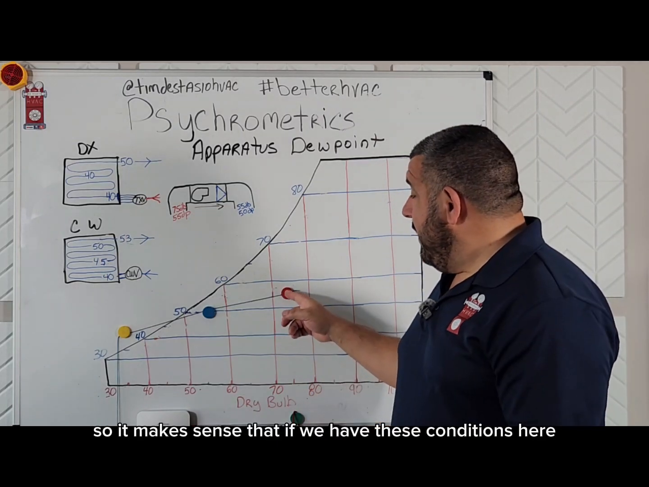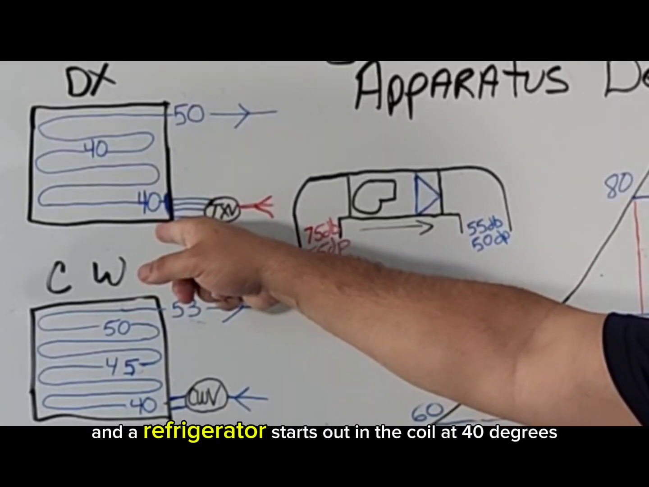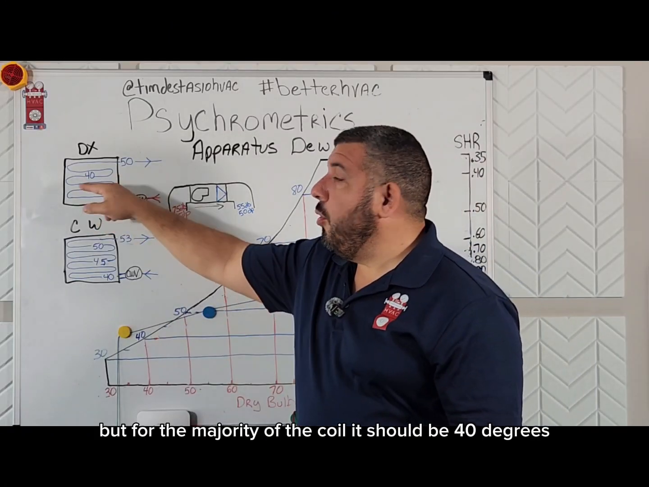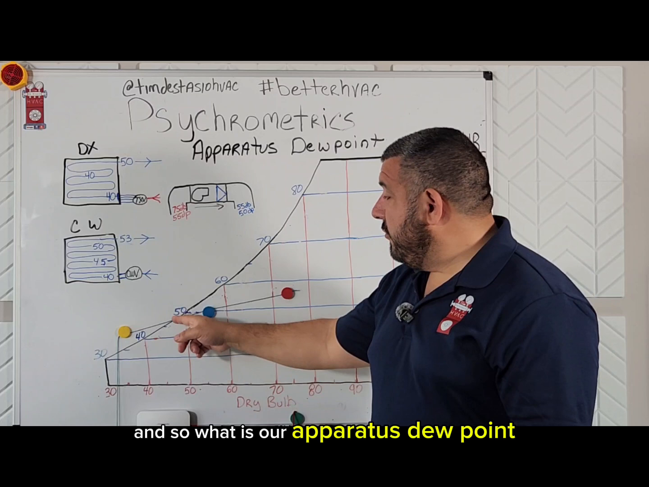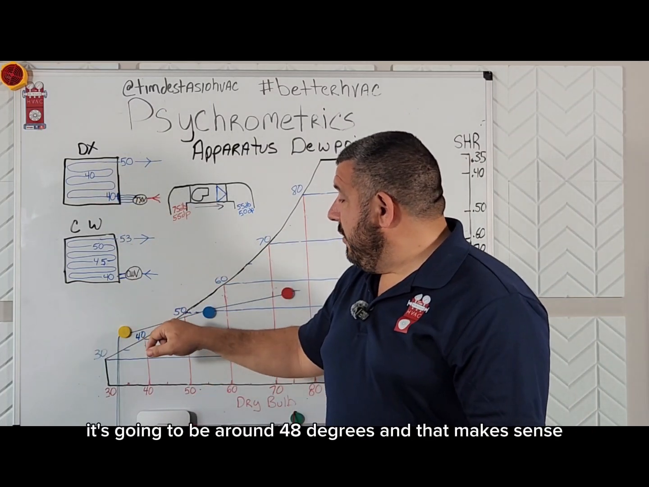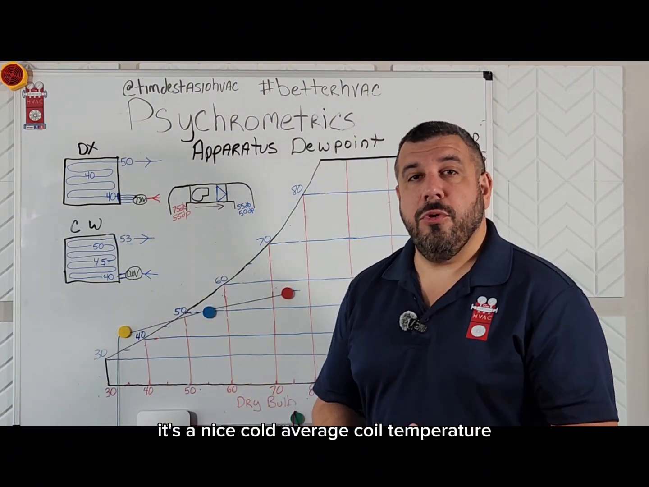So it makes sense that if we have these conditions here, and a refrigerant starts out in the coil at 40 degrees and it comes out of it at 50, but for the majority of the coil, it should be 40 degrees. And so what is our apparatus dew point, or our average coil temperature? It's going to be around 48 degrees, and that makes sense. It's a nice cold average coil temperature.